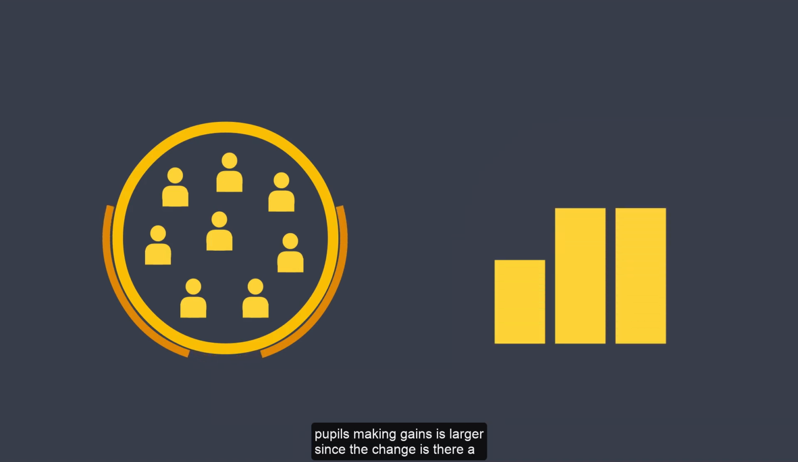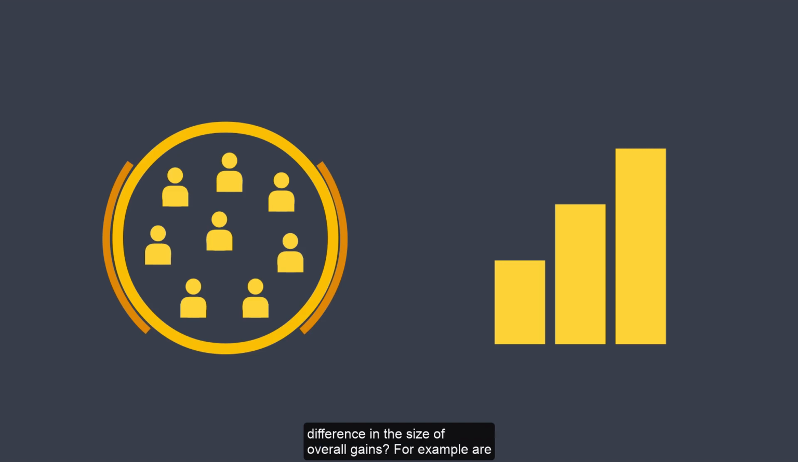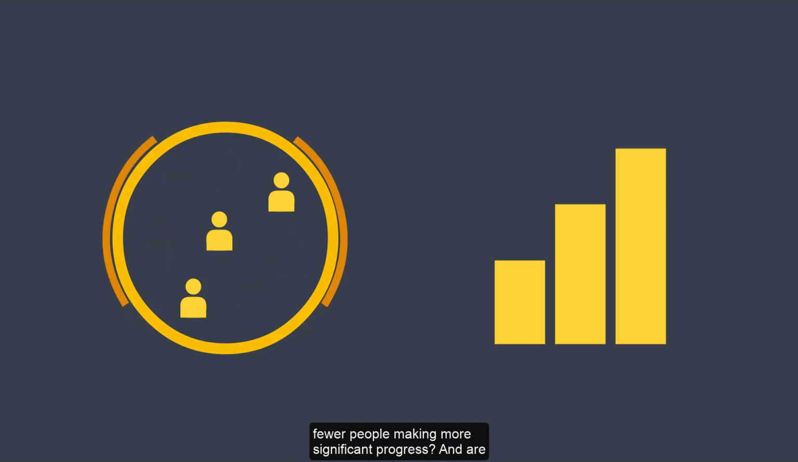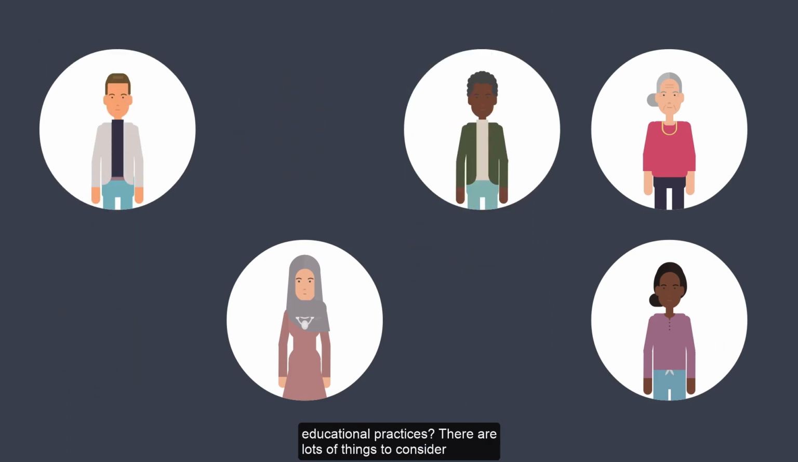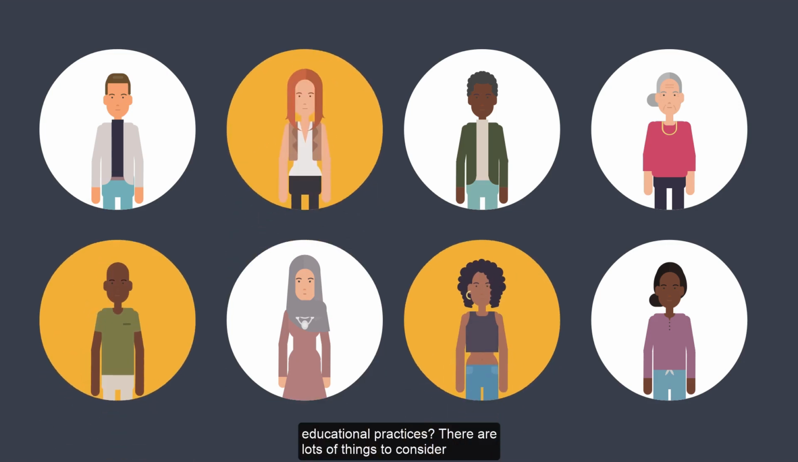While the number of pupils making gains is larger since the change, is there a difference in the size of overall gains? For example, are fewer people making more significant progress? And are there other factors to consider which could account for the trend you're seeing? For example, a change in staffing or educational practices. There are lots of things to consider before drawing any conclusions.